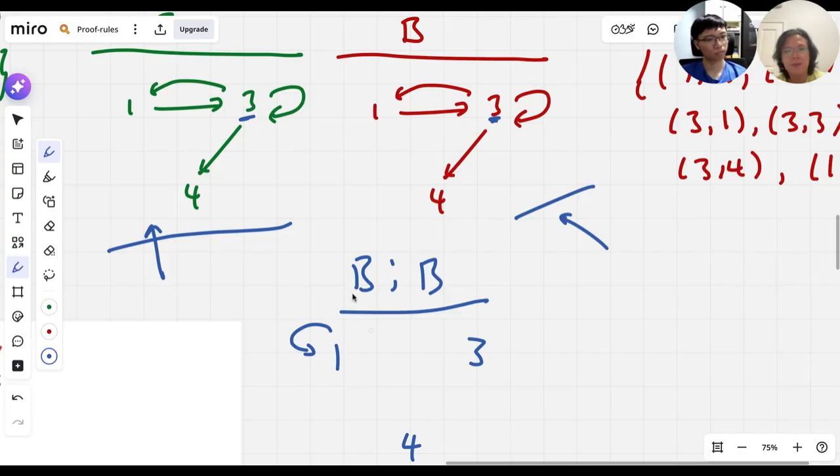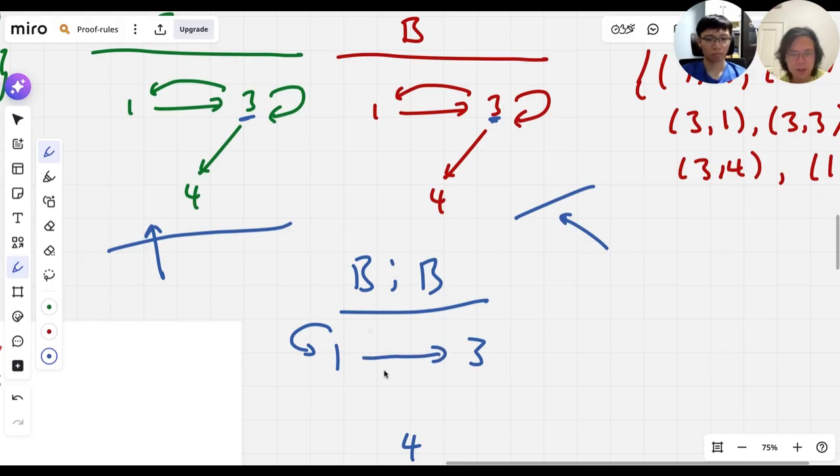How about 1 to 3? Is it possible for me to do this? Yes, because there's a self loop, you can just abuse it. So 1 to 3, then 3 to 3. Exactly. So 1 to 3, then from this graph 3 to 3, right? So this gives you this, right?